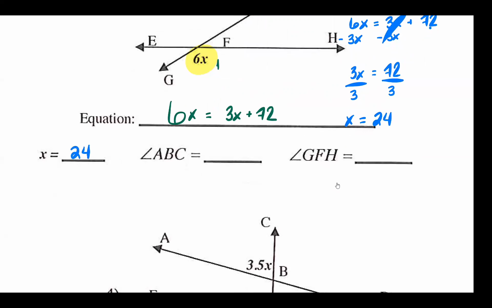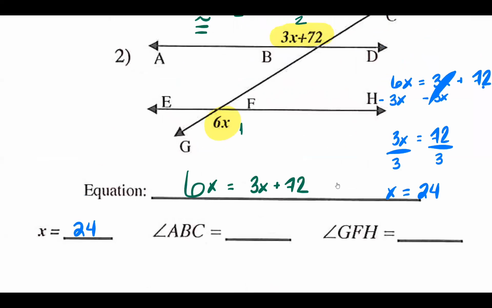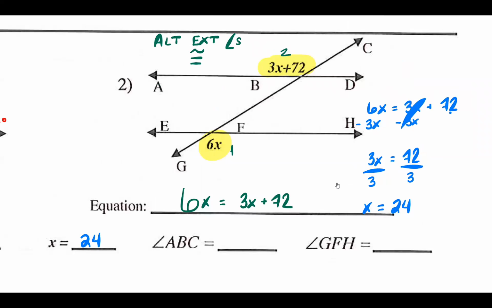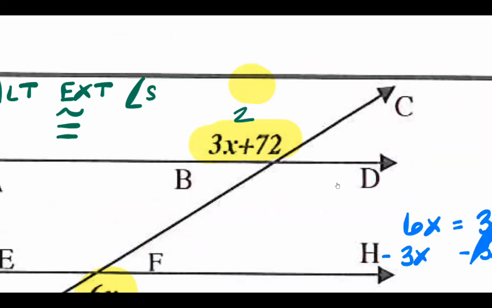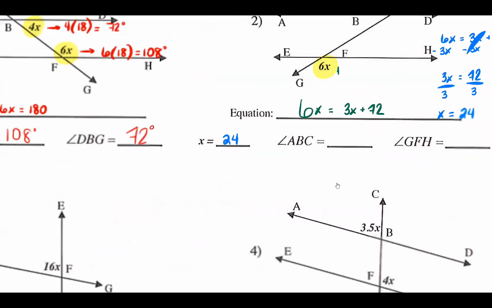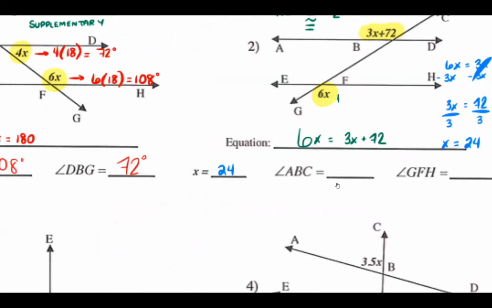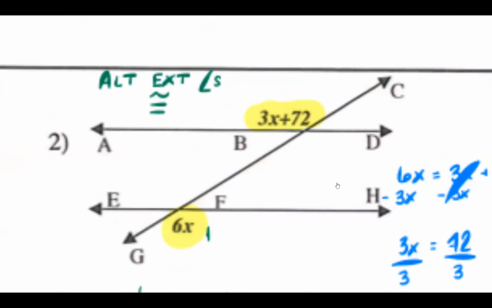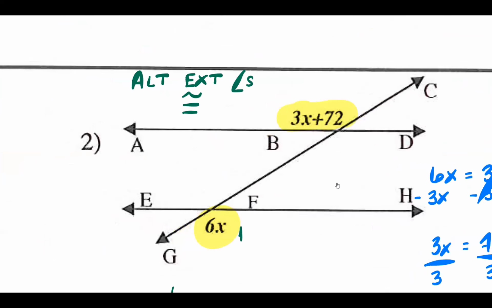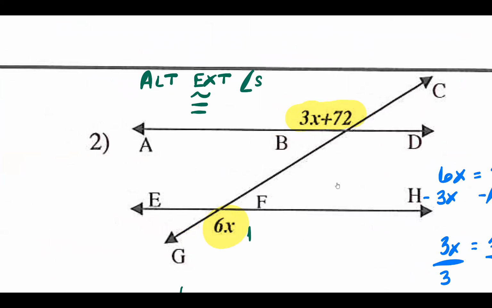I'm not quite finished yet. What would I do next? I need to substitute, aka plug it in. We're going to substitute x into our angles. So for ABC, the middle letter tells you what vertex you're using. So we're substituting 24.